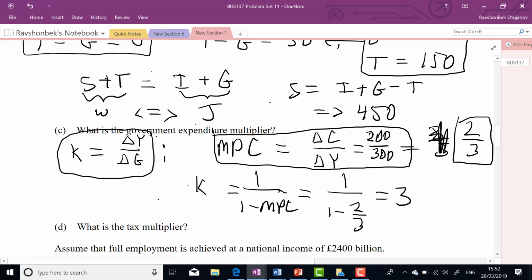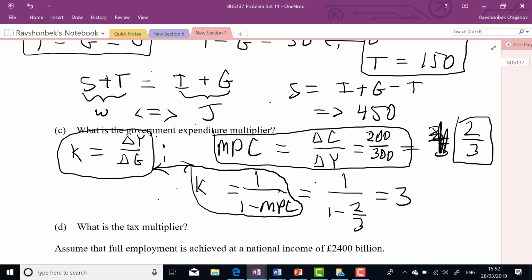Is 1 minus MPC also equal to another term? MPS, savings. You either save or consume. Or withdraw it, MPW. If it's in the book, keep it that way. Right, next. Is this clear, guys?